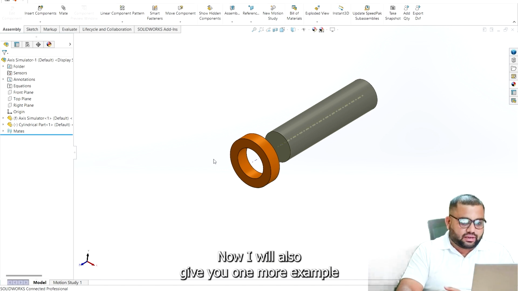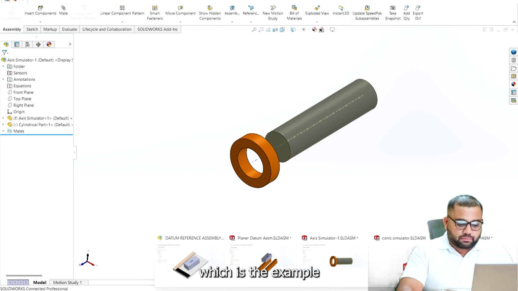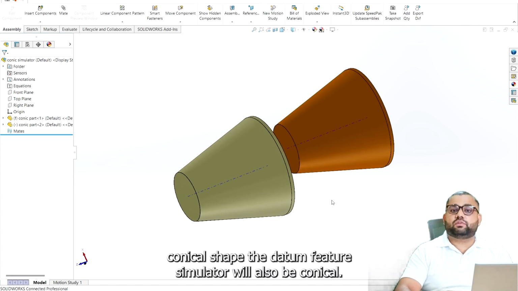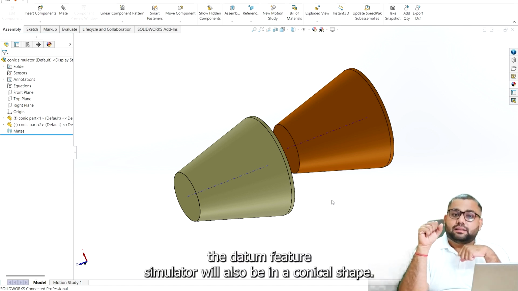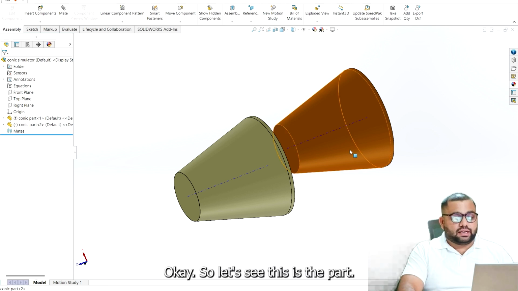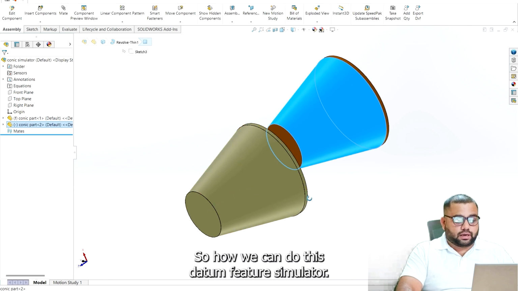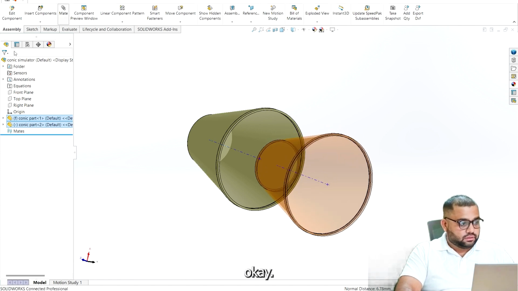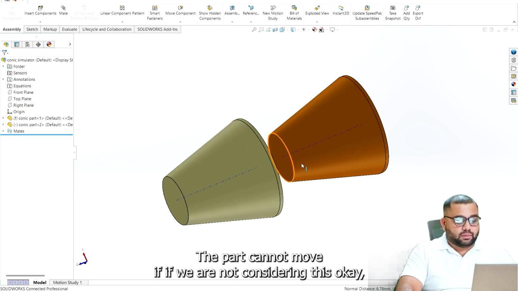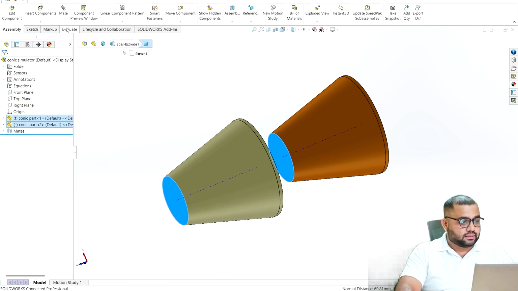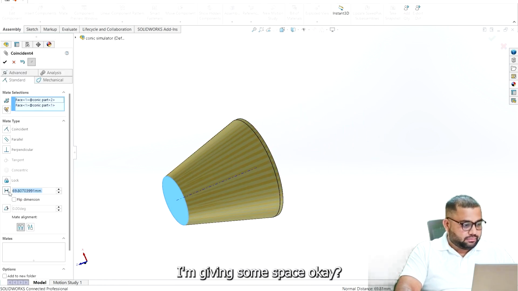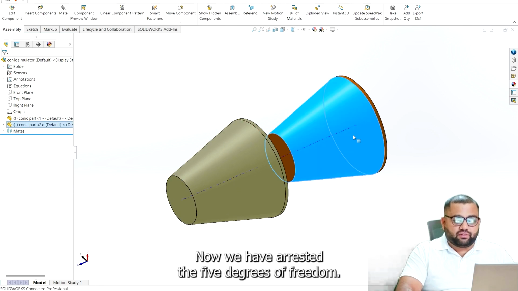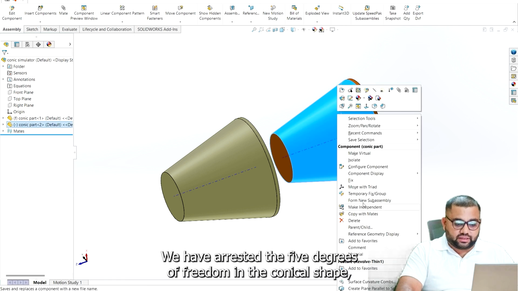Now I will give you one more example, which is the example for the conical. If the part is in conical shape, the datum feature simulator will also be conical. If we want to hold a conical part, the datum feature simulator will also be in a conical shape. So let's see, this is the part, and if you want to hold this part, how can we do this datum feature simulator? If we are considering this part, how many degrees of freedom are arrested? The part cannot move if we are not considering this. Let's say I'm giving some space. So we have 6 degrees of freedom. Now we have arrested 5 degrees of freedom. How have we arrested the 5 degrees of freedom in the conical shape?